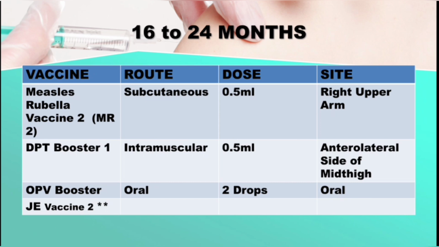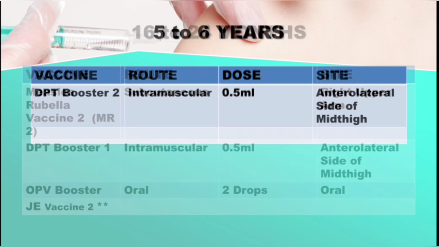Now coming to DPT booster dose 1. See, now coming to the DPT booster dose, diphtheria, pertussis and tetanus. It is given intramuscularly, 0.5 ml, anterolateral side of the mid-thigh. Now coming to oral polio vaccine booster dose. See, at 16 to 24 months of age, we will give OPV booster, oral polio vaccine, 2 drops orally. And Japanese encephalitis, I will tell you later.